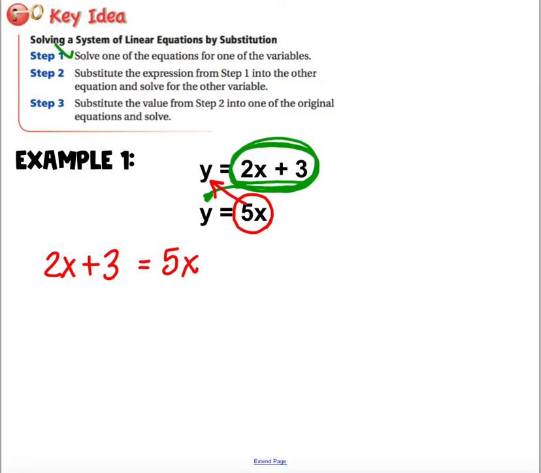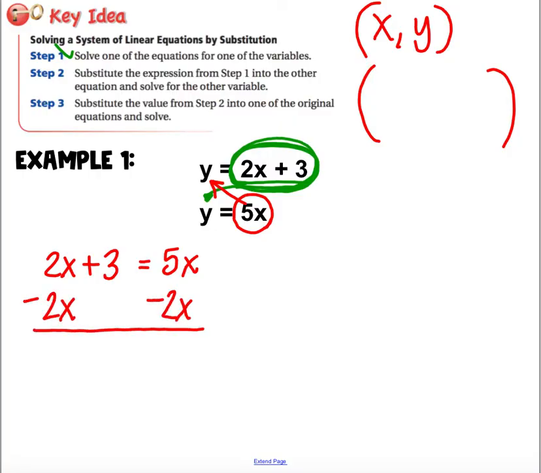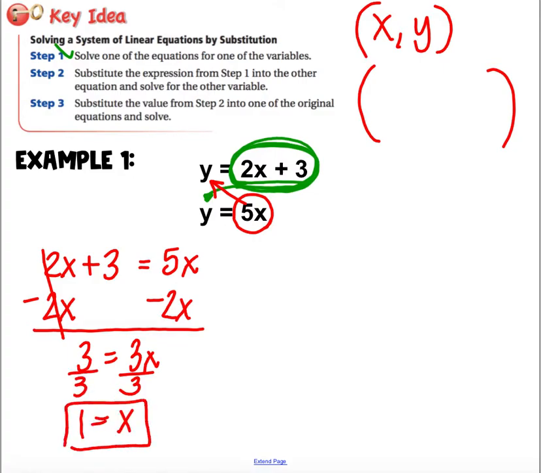Now, looking at this new equation, 2x plus 3 equals 5x, notice I only have x's, so I'm going to go ahead and solve for x. Remember, the goal is to get a solution to a system, which is an ordered pair or a coordinate. So we need an x value and we need a y value. Go ahead and solve this equation by bringing the variable terms to the same side. 3 equals 5x minus 2x, which is 3x. Divide by the coefficient and we get x is equal to 1. I'm going to go ahead and put x equals 1 into my solution.